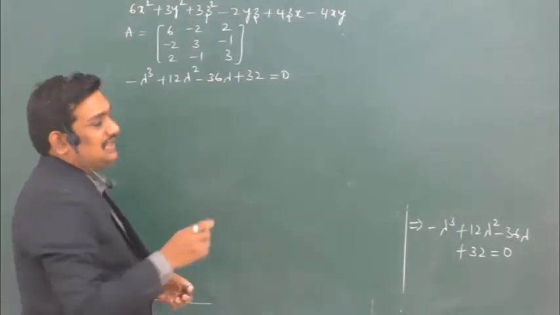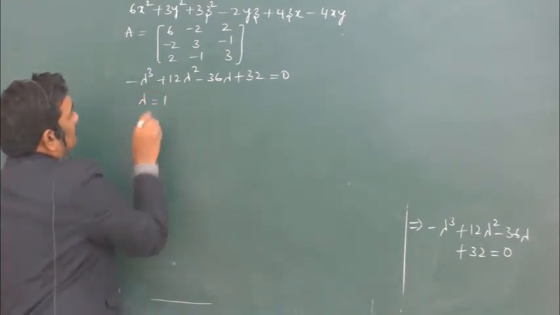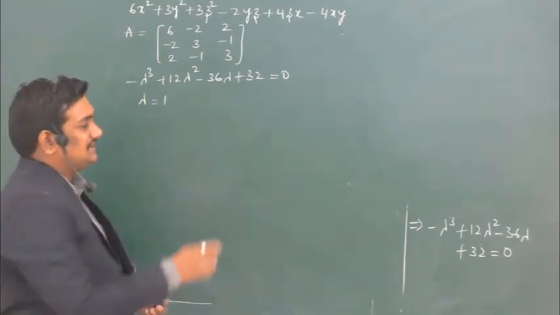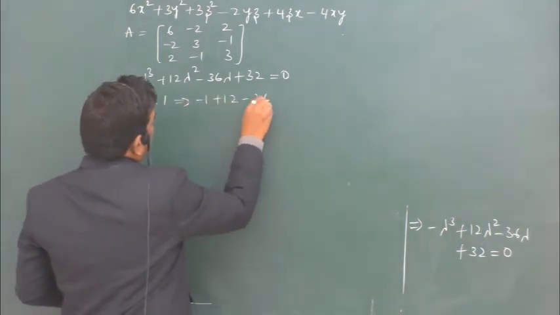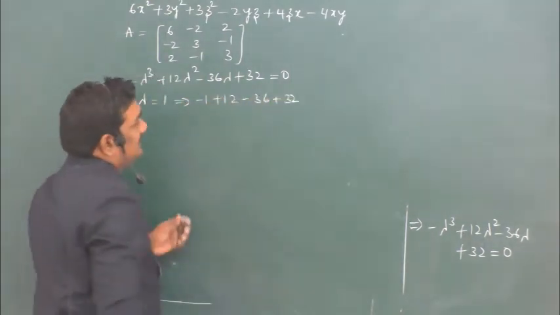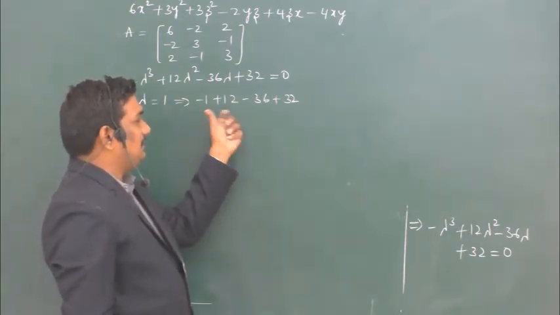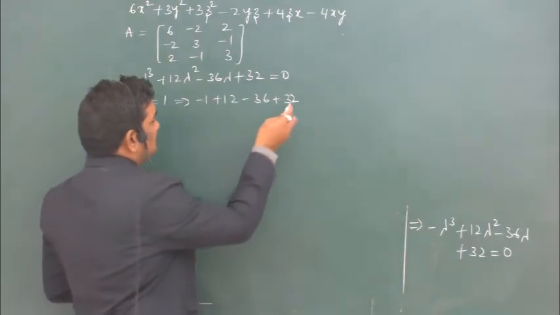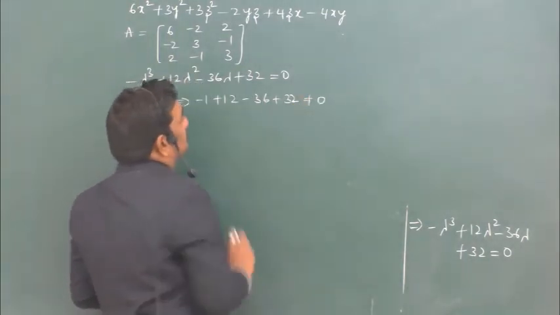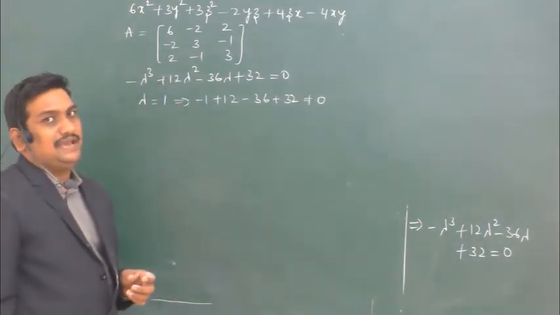Let us start with lambda equals 1. Substitute lambda equals 1. It will be minus 1 plus 12 minus 36 plus 32. It is minus 37 plus 44. Minus 37 plus 44 is not 0. So 1 cannot be a root.